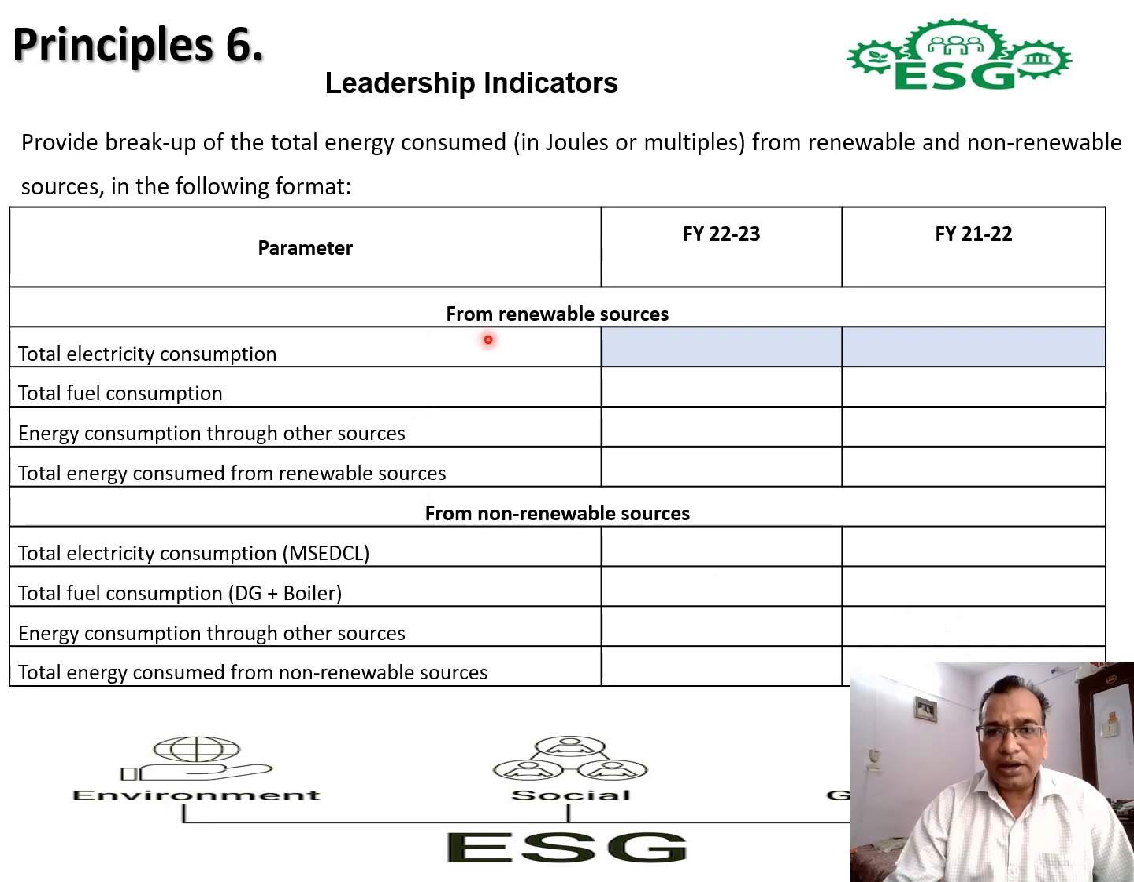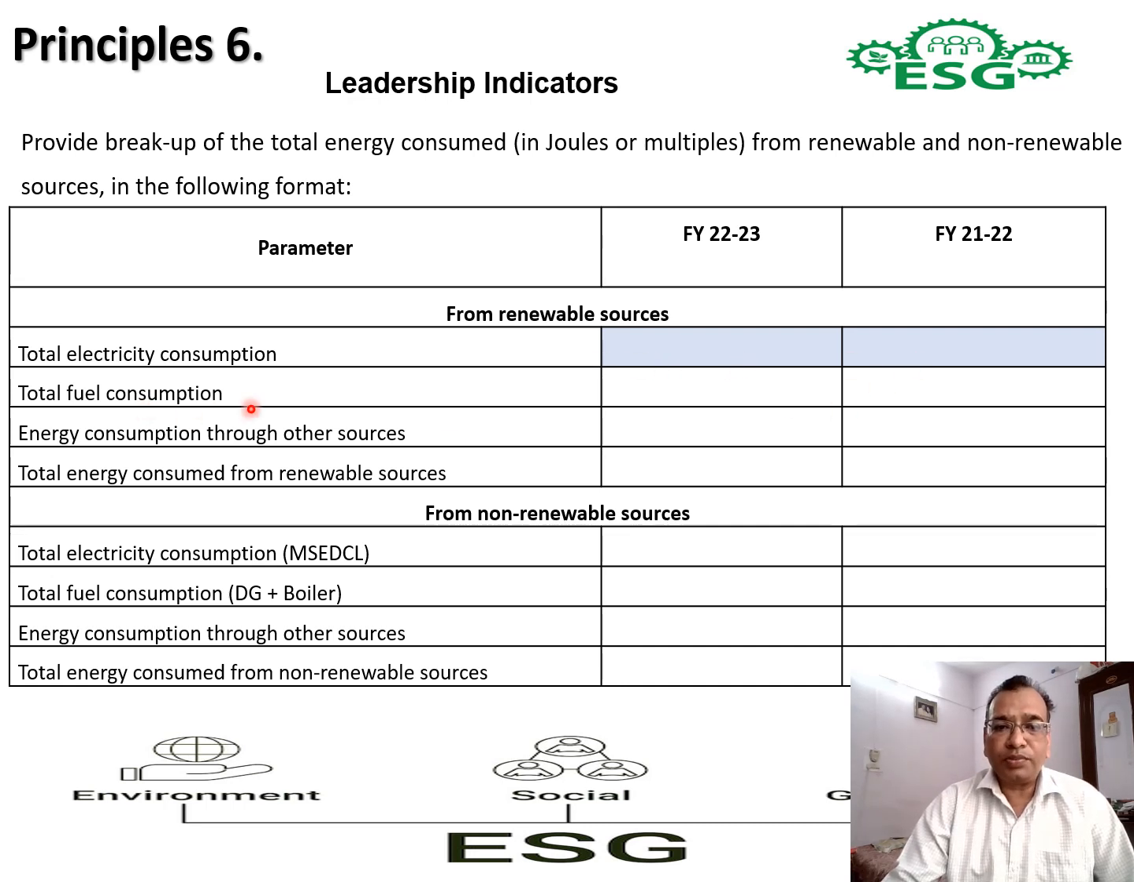Now under the leadership indicators for energy intensity, you have to give a breakup of the total energy consumed, that is in joules or megajoules or gigajoules, from renewable and non-renewable sources in the below formats. So first is from renewable sources. Renewable sources, as we know, are sources apart from fossil fuels, that is solar, wind, hydel, etc. Whatever renewable electricity consumption is generated, you have to report it in gigajoules for both the current and previous financial year.